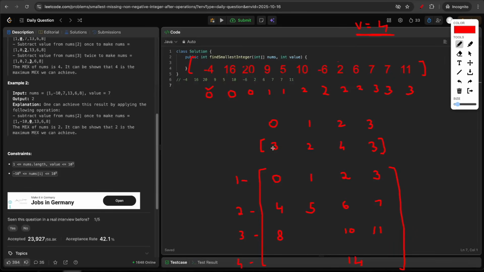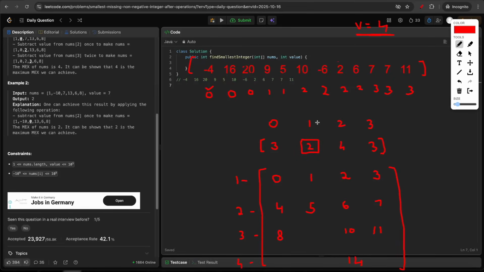So that means this number can be used to form 3 levels. And this has frequency 2. So this can be used to only form 2 levels of the numbers. And this has frequency 4. So it can be used to form 4 levels of the number. And this has frequency 3. So it can be used to form 3 levels of the number. So just by looking at the frequency array, if we see the minimum frequency, that will be our answer.